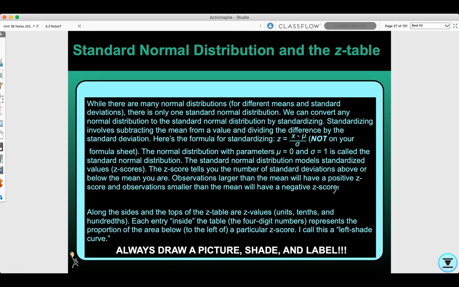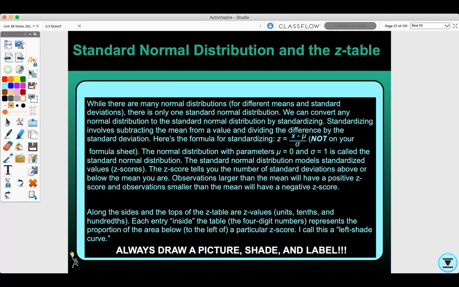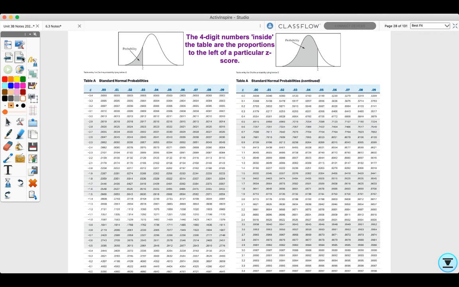Now remember, you always need to draw a picture, shade, and label to get full credit on these problems. The next page is the actual z-table. You can find this in your formula packet. It's table A in your formula packet. You might want to print off this table because we're going to be referring to it throughout the notes.